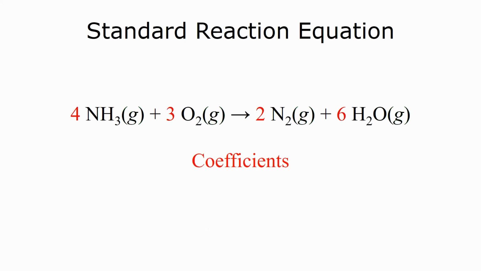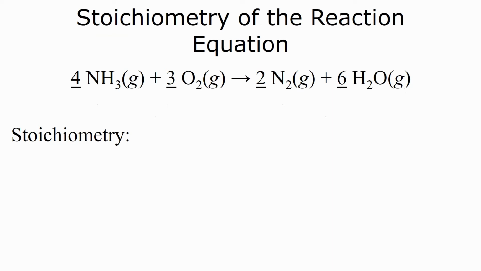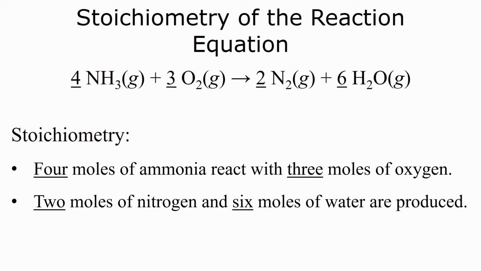The most important information in a chemical reaction equation is the stoichiometric coefficients. These are the numbers preceding each one of the individual components of the reaction equation. These denote the mole ratios in which the reactants react and the products are produced. In this example, the stoichiometric ratios tell us that for every 4 moles of ammonia we react, we need 3 moles of oxygen, and we're going to produce 2 moles of nitrogen and 6 moles of water.